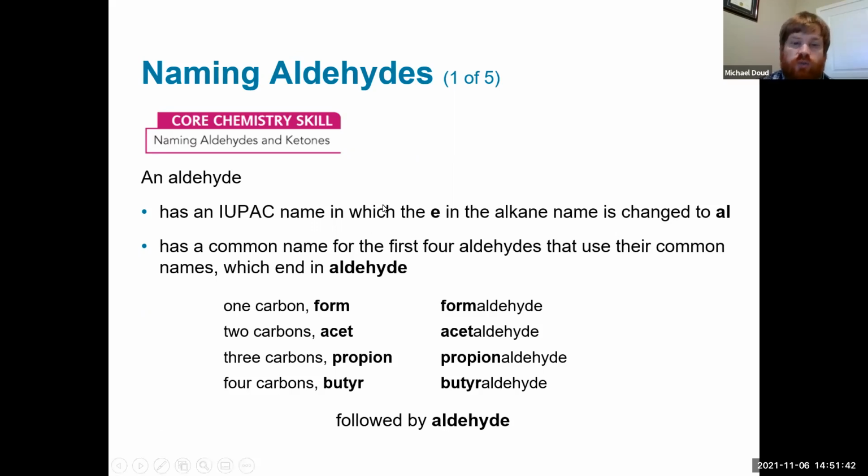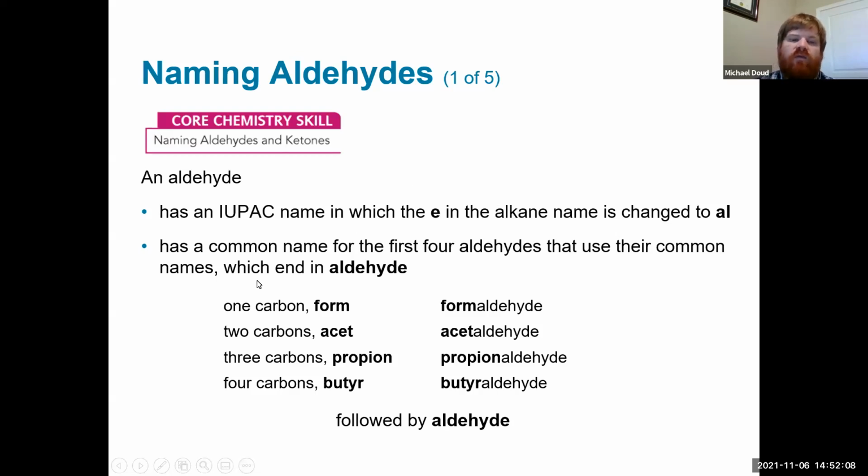Now, IUPAC nomenclature is really easy here because aldehydes, since they're always bonded to a hydrogen, have to be terminal. They're at one or other end of the carbon chain. So all you have to do is take the E from the alkane ending and change it to AL. So for example, let's go with pentane. If you had a 5-carbon aldehyde, you take pentane minus E plus al becomes pentanal.